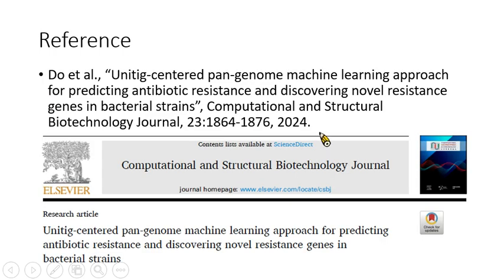The paper was published in 2024 in the Computational and Structural Biotechnology Journal.